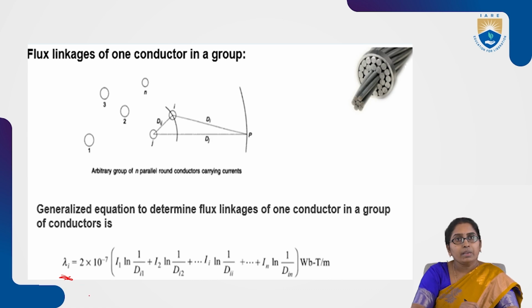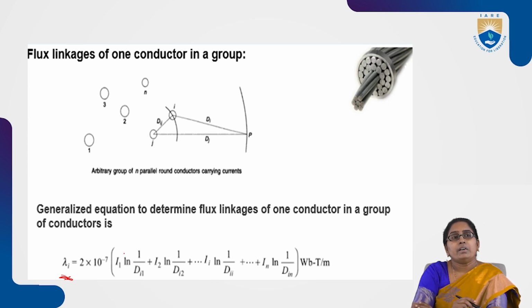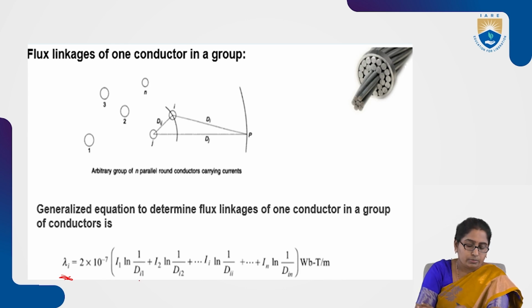So that is given by 2 into 10 power minus 7, because each conductor has its own current. Here I have the first conductor having its current I1, let us say the second conductor having its own current I2, and so on, like that. Based on that, the flux linkage of the ith conductor is written as the expression 2 into 10 power minus 7 into I1 into log of 1 by d_i1. So that is for the first conductor, due to the first conductor.